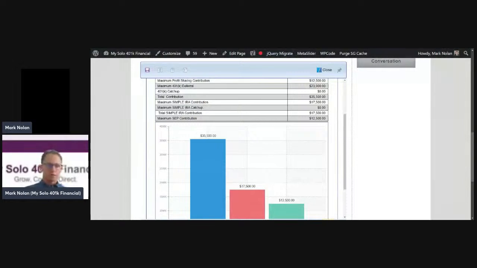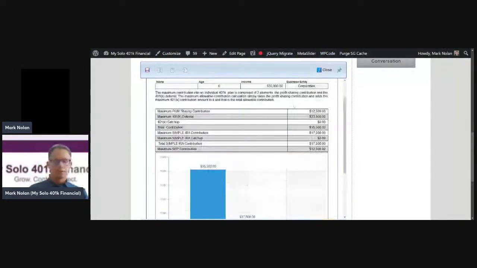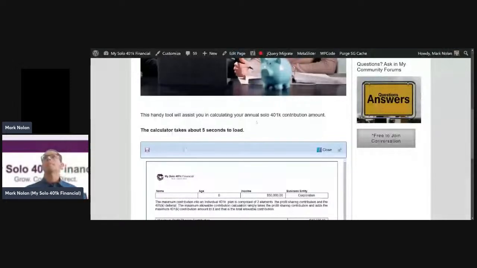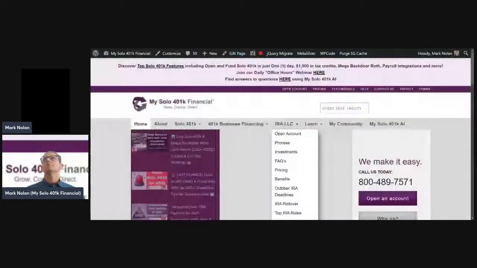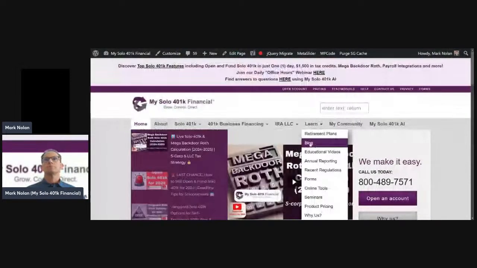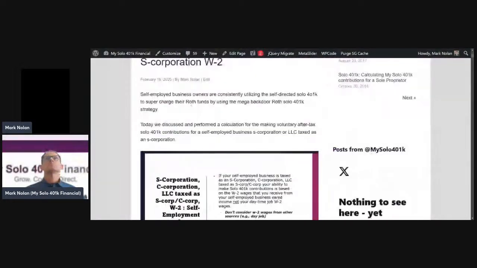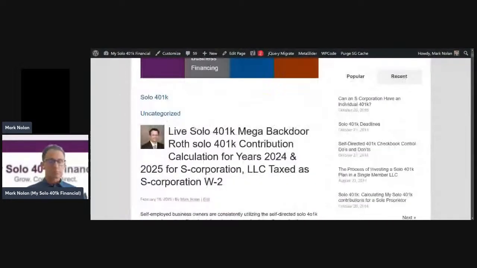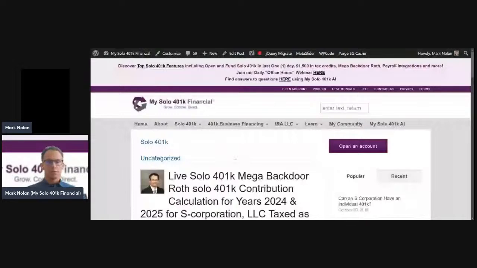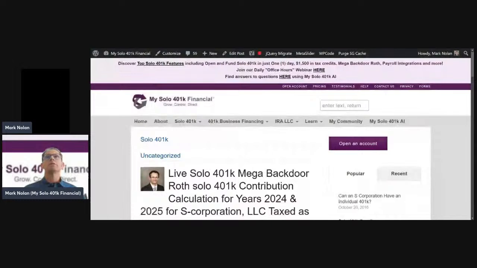Let me share another screen with you here. So back to the earlier page I was sharing, let's take a look at a couple items here.